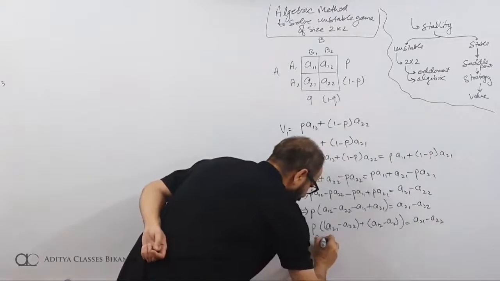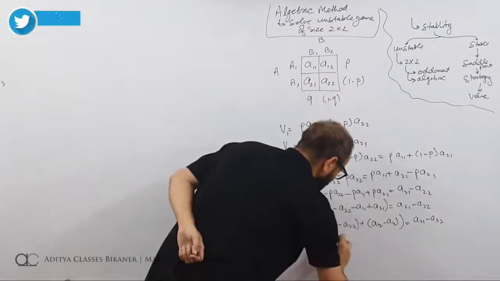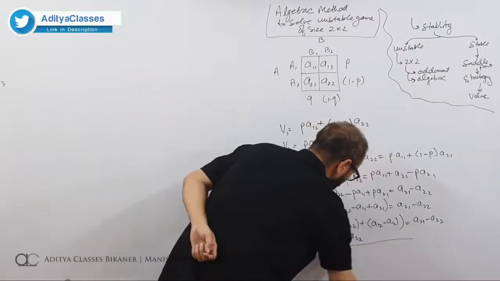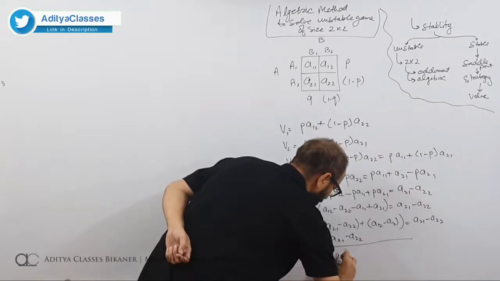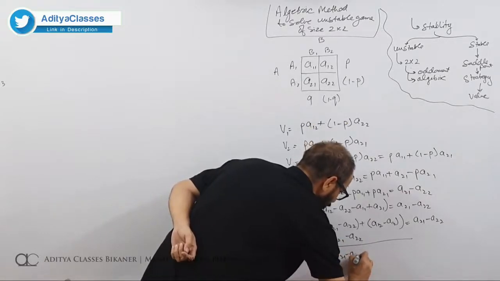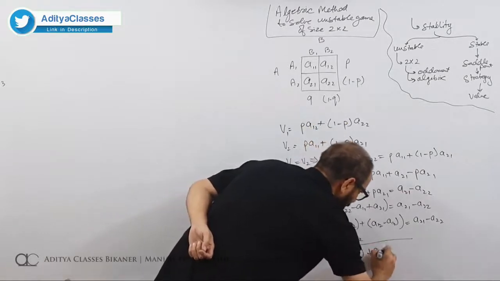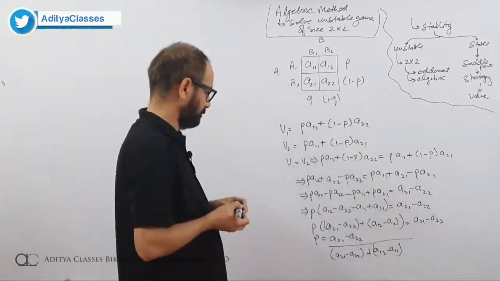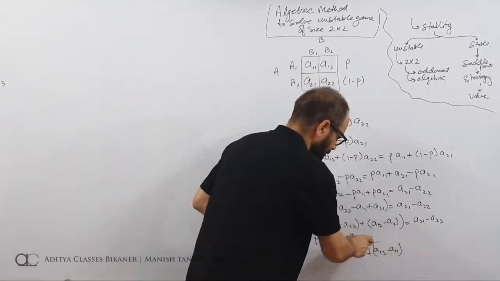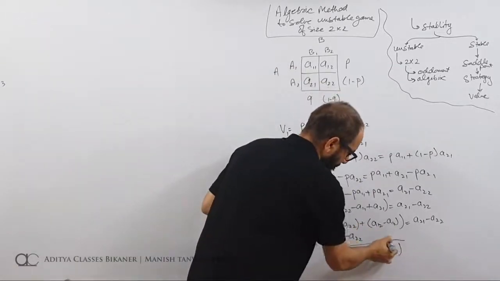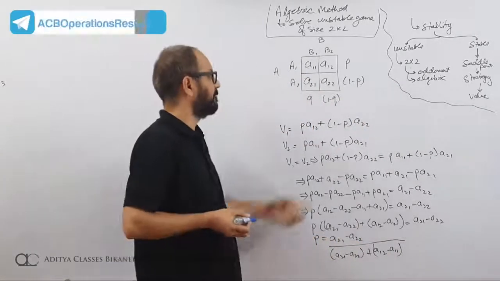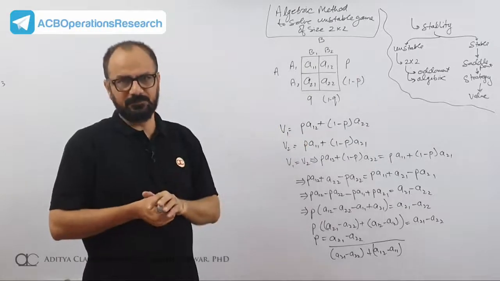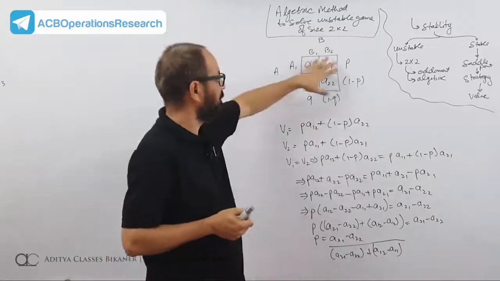So what will be the value of P? Value of P will be A21 minus A22 upon, in bracket, A21 minus A22, then we have A12 minus A11. This is the value of P. So in the algebraic method, you need not find out odds. You can directly use this formula to find out the value of P.